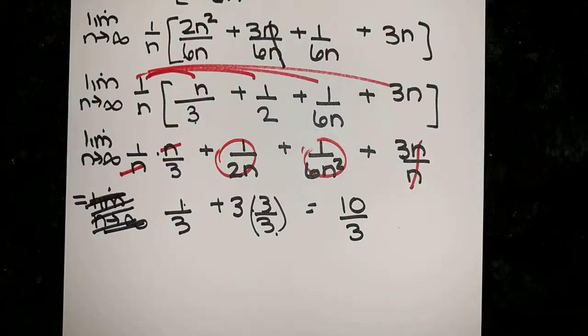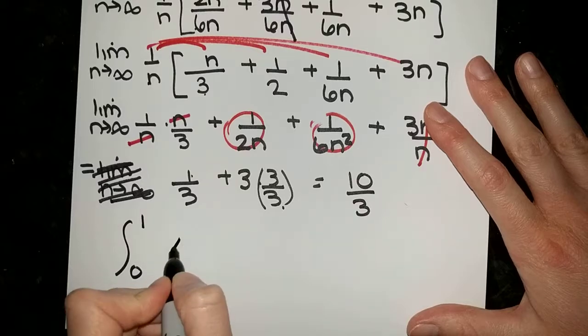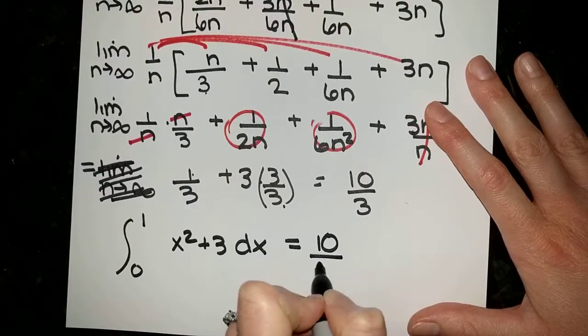Now, again, don't lose sight of what you have just found. You have found that the integral from 0 to 1 of x squared plus 3 dx is equal to 10/3.